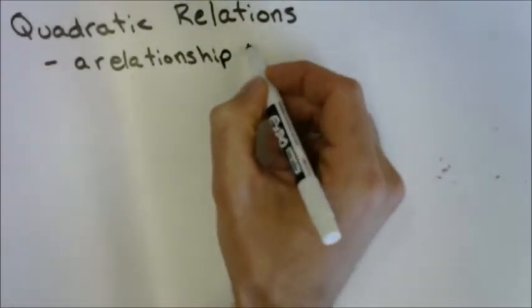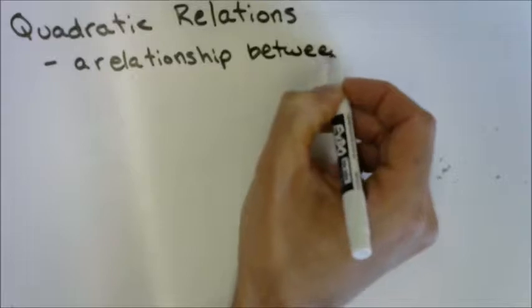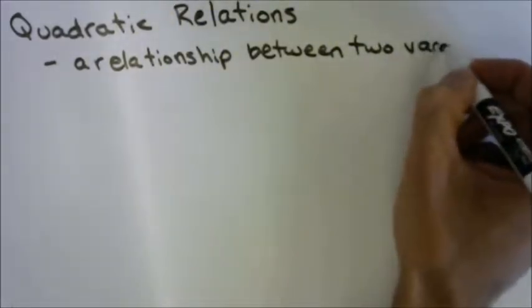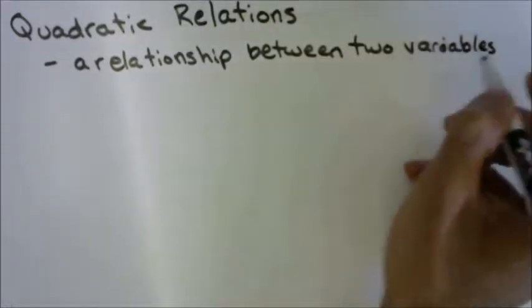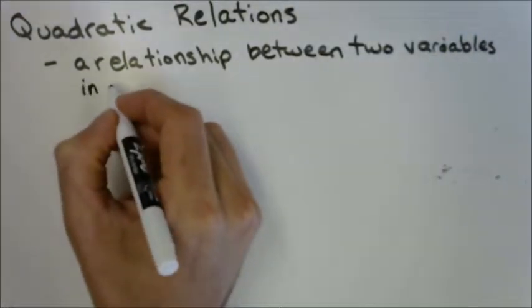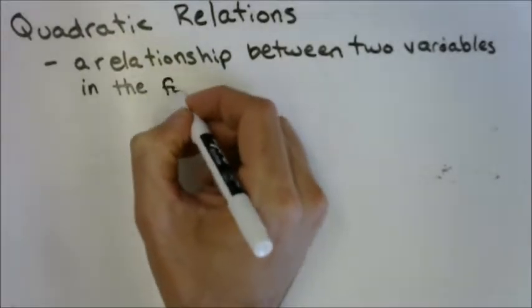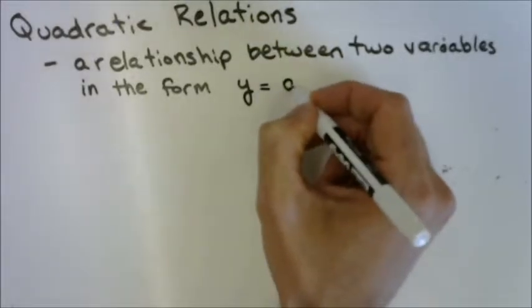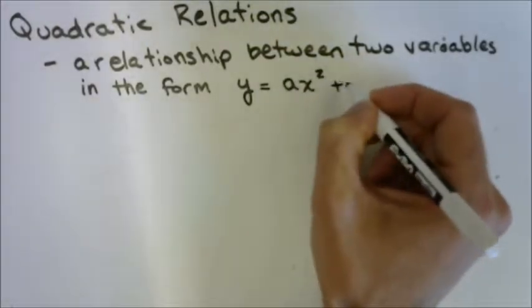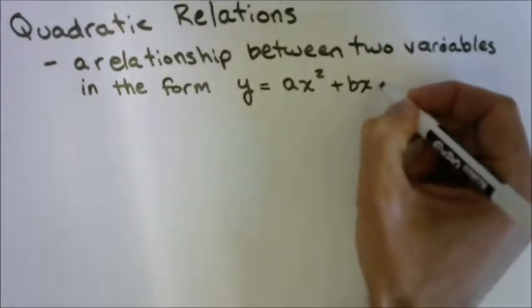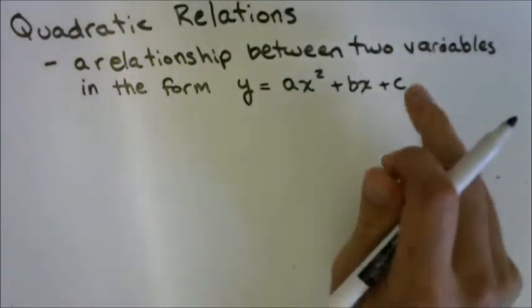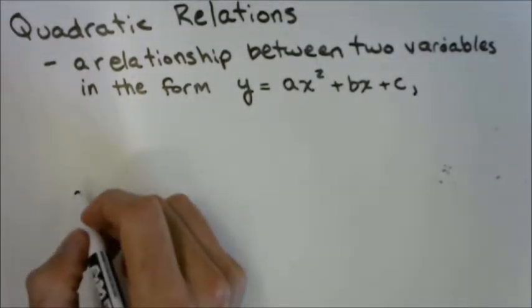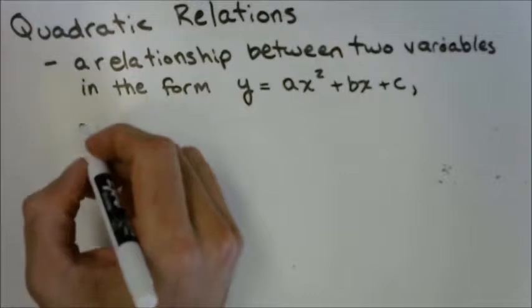It is a relationship between two variables in the form y equals ax squared plus bx plus c.